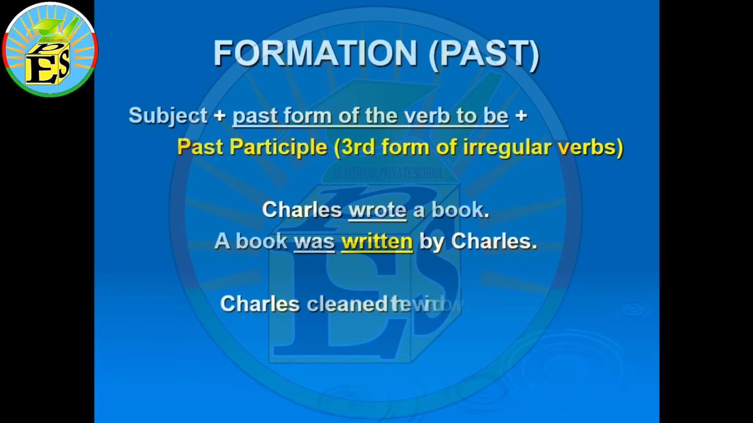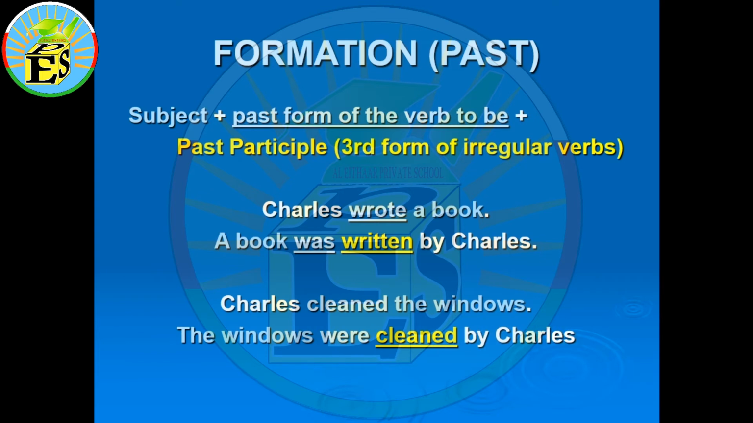Another example, Charles cleaned the windows. Look, I have here two verbs. The first verb is an irregular verb: write, wrote. But here, cleaned is a regular verb, ends with ed. Charles cleaned the windows. When I change it from active to passive, the windows were. I use were here because the windows is plural. The windows were cleaned by Charles.